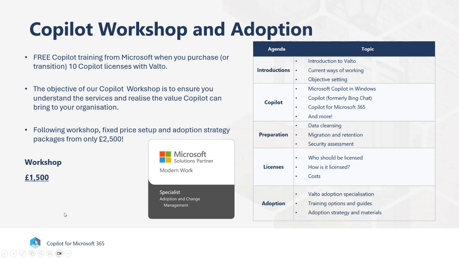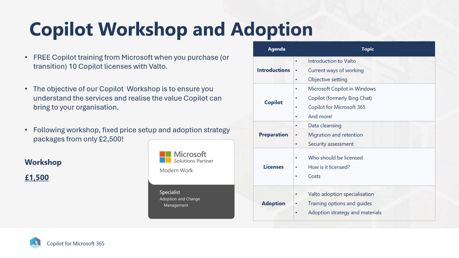And then just to finish off on a few bits, we've got the Copilot workshop and adoption. This is all about helping customers understand their requirements for Copilot. The objective is to create a Copilot and AI strategy workshop to ensure that you understand the services provided by Microsoft 365 Copilot, and that helps you explore the ways in which you or your organization can benefit from the growth and the efficiency that aligns to your company's objectives.